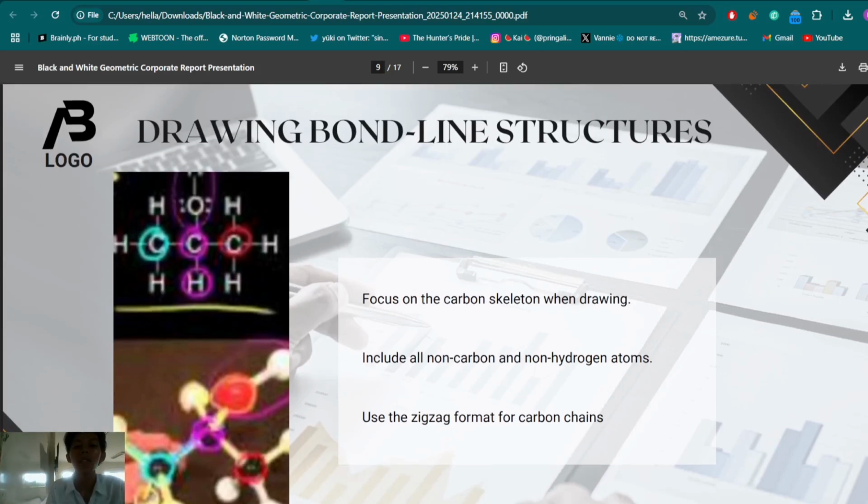Bond structures focus on the carbon skeleton when drawing. Include all non-carbon and non-hydrogen atoms. Use zigzag to format carbon chains. We use zigzags in bond-line drawings because if we use only straight lines, we cannot determine how many carbons are in there. If we draw only like this, we can't determine where the carbons are. So we use zigzag to determine the carbon chains.